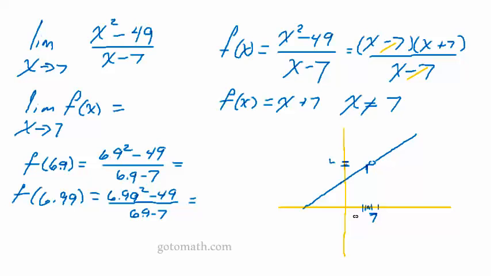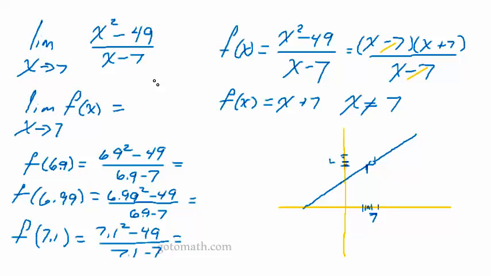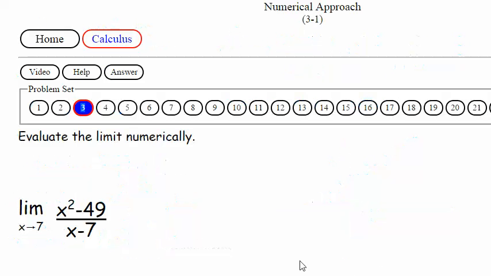And then if we come in from the right hand side, f of 7.1, so we have 7.1 squared minus 49 over 7.1 minus 7. Okay, we get that number out, and we continue to do that. And then what we'll want to do is compare, right? Coming in from the left, what does it look like it's approaching? And then coming in from the right hand side, what does it look like it's approaching? And if they're both approaching the same number, well, then this limit is probably going to be equal to that number.